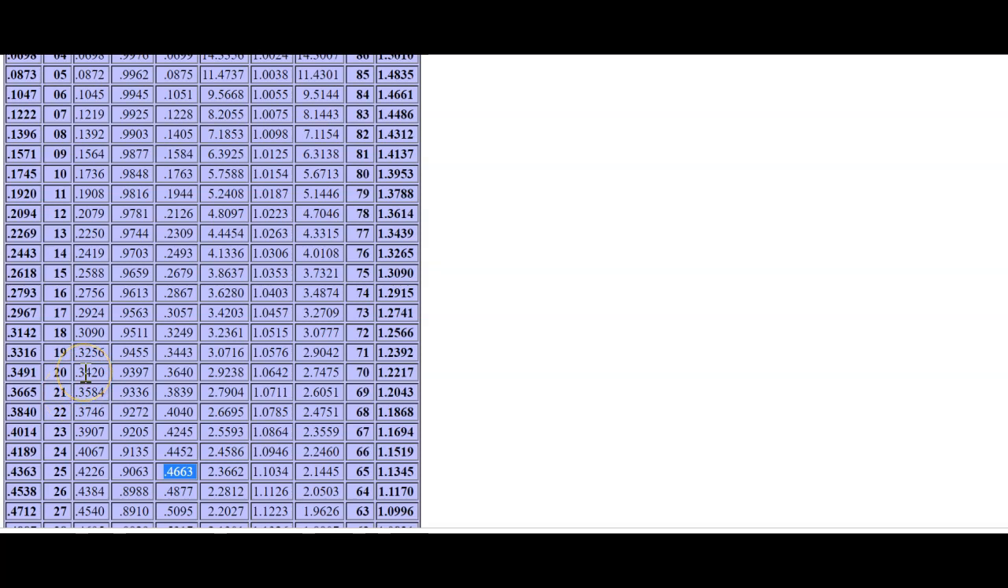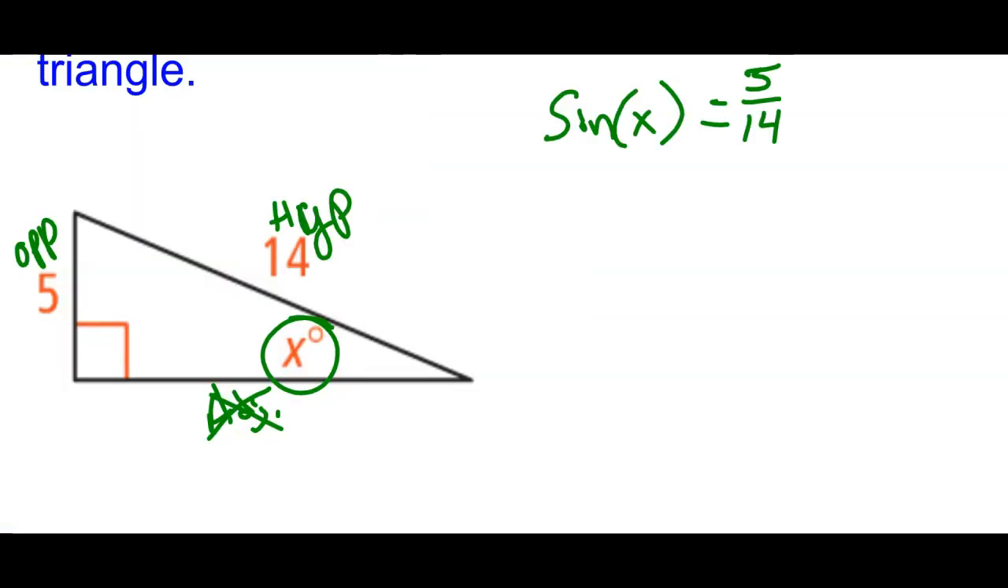So all I'm doing is doing this in reverse. I'm dividing it out and getting a decimal, and under the sine column I'm seeing what angle matches up with that. Now the unfortunate thing about using the chart is if the angle is not a whole number, it's going to be hard to tell what the actual angle is. So how do we solve this using the calculator then? Well, let's go back to this.